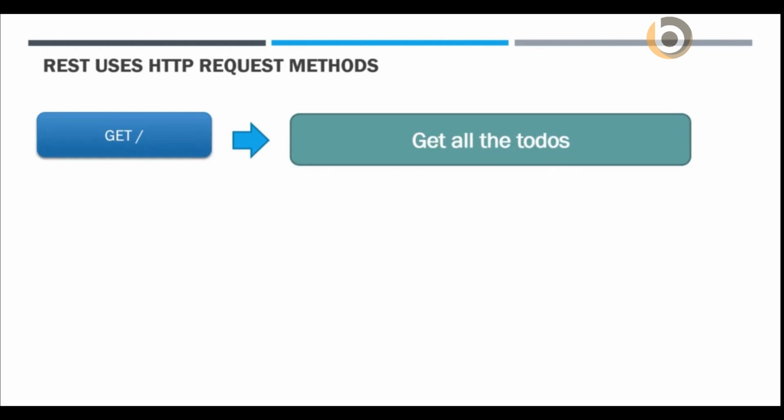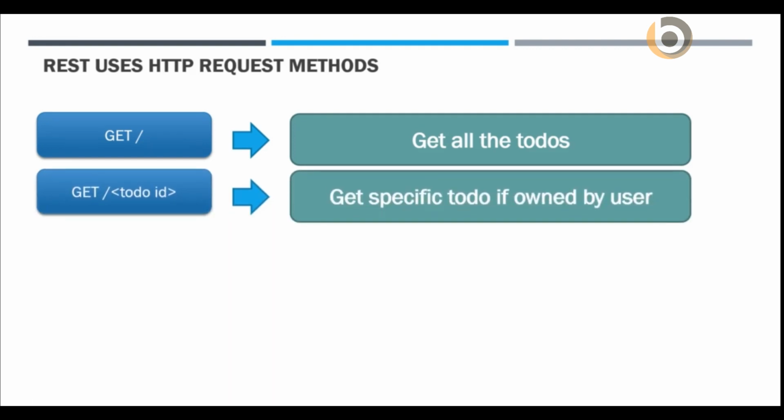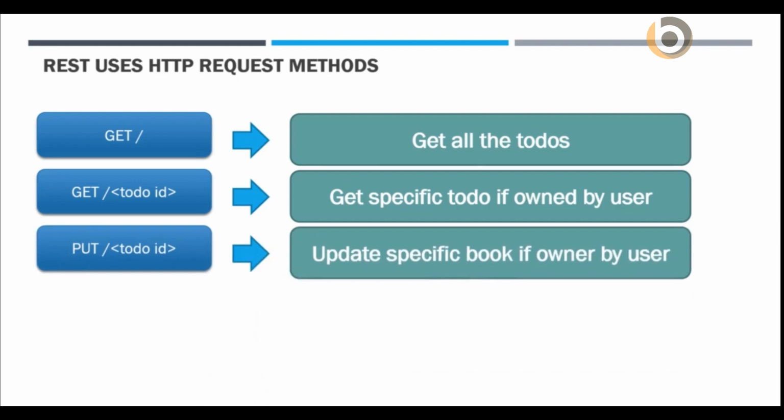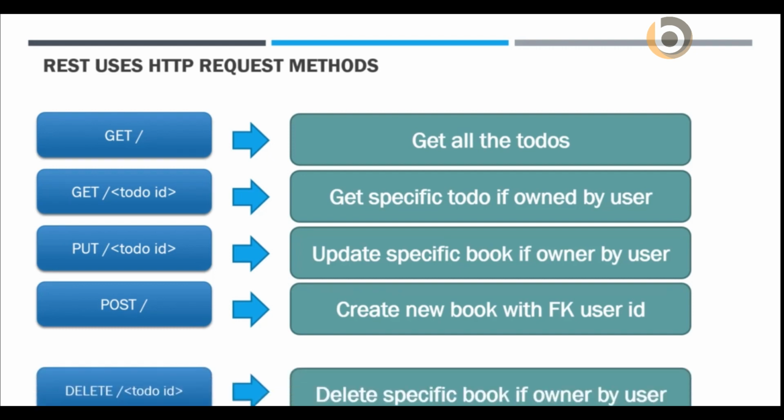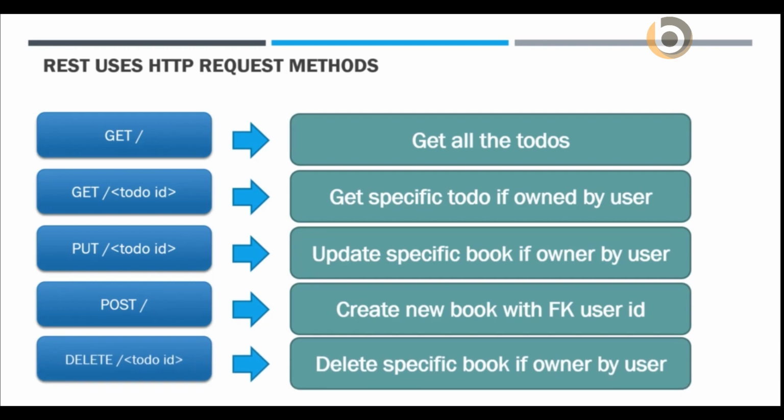We will be using a get with an empty URL to retrieve all the to-dos, get with a to-do ID as a path parameter to get a specific to-do after validation of a user is complete, put with a to-do ID path parameter and a request body of a JSON to-do to update a specific to-do after validation of a user is complete, post with a JSON request to-do to add a to-do after validation of a user is complete, and delete with a path parameter of a to-do ID to delete a to-do after validation of a user is complete.